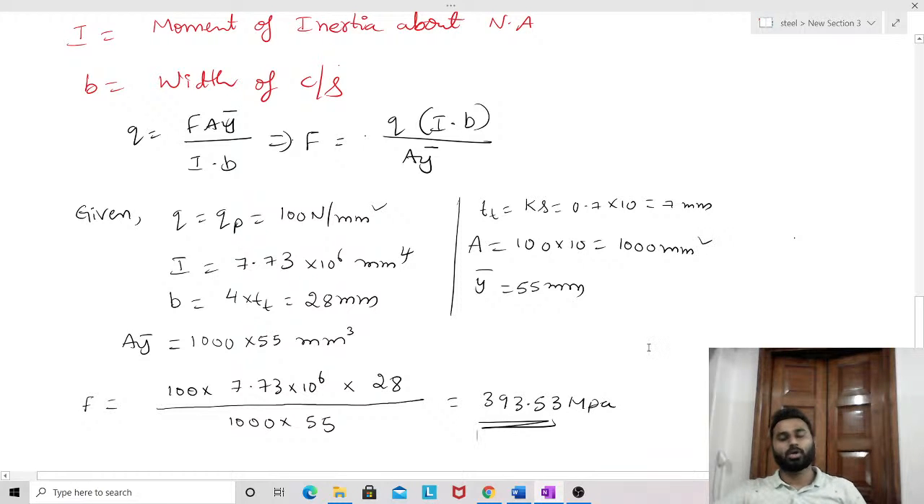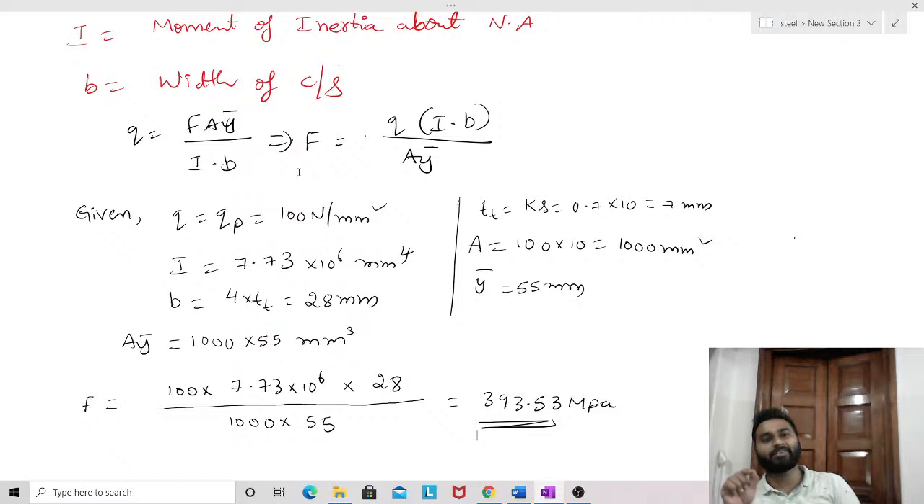As I said, to solve this question one needs the knowledge of the shear stress in beams formula studied in strength of materials, that is q is equal to F A y bar by I b. Hence, one needs the knowledge of this formula and of each and every term present in it. Then we can solve this question. Of course, a few steps are involved; we can't get the answer directly. This question is for 2 marks and was asked in the 2020 GATE examination.